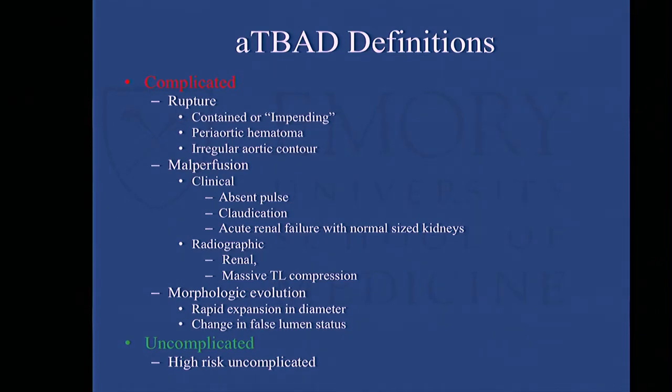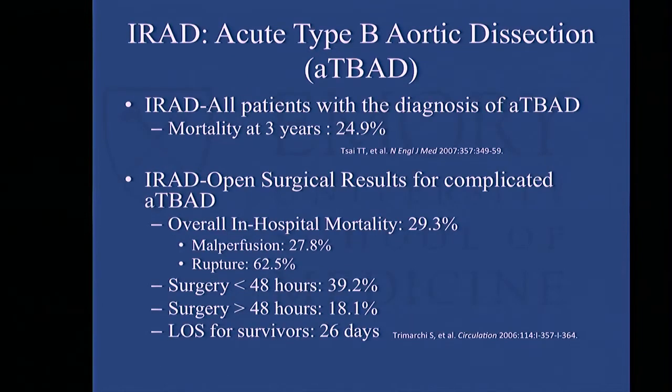And then there's the uncomplicated patients. That's everyone else. And I'll touch on this. This is where the controversy in the field is: uncomplicated dissections now are being broken into high risk and non-high risk, and we'll get to that in a second. So just a little bit of data.